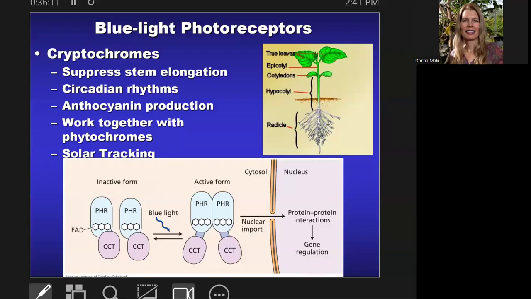Okay. You're seeing a picture of the cryptochromes down low there, a mock-up of how they're changing shape with the exposure to blue light. Oh, I forgot to show it in the other one too, or make a point of it in the other one.